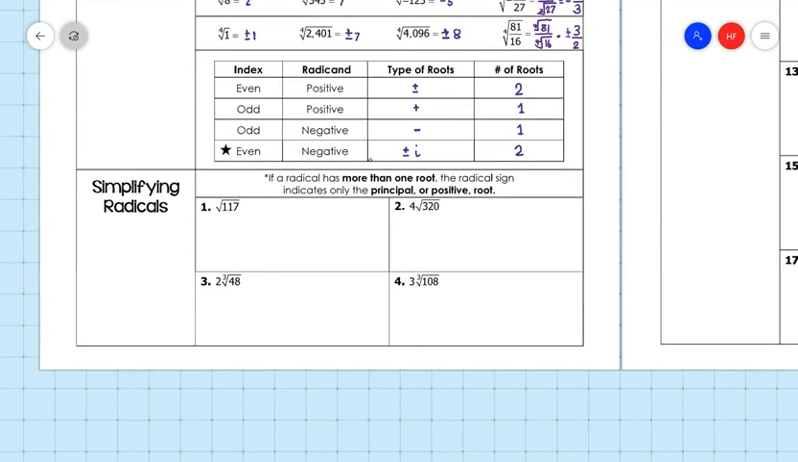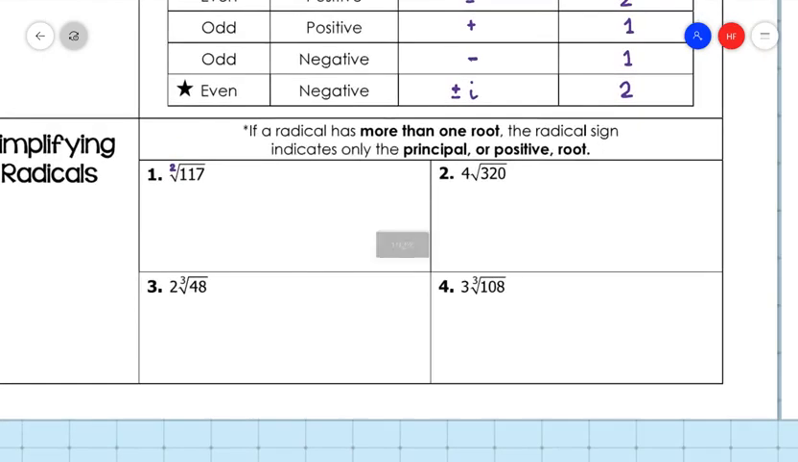Now on the next part, this is where we get into simplifying. We've done this a little bit when we were in Algebra 1, but now we're going to be using variables in there as well when we get to the second page here. So when we are simplifying our radicals, we want to know what the index is. If there's no index, it's an index of 2. And that means we need 2 of a kind.